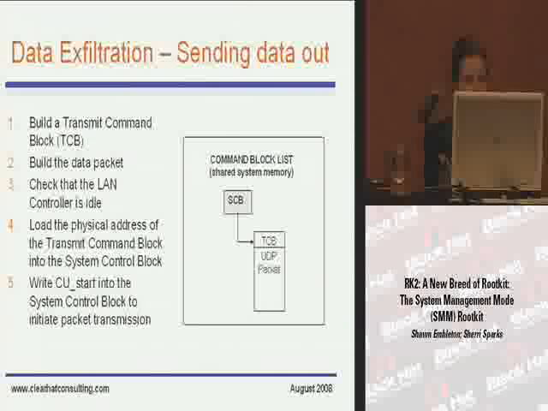So we check the LAN controller to make sure it's idle. We load the physical address of the transmit command block into the system control block, because remember I said the general pointer points to different data structures depending on the command. For transmit, it points to a list of transmit command blocks. This is followed by our UDP packet, as you can see in the diagram. And then finally, we just issue a CU start by writing CU start into the status control block command field. And that just causes the LAN controller to go ahead and send out the packet.